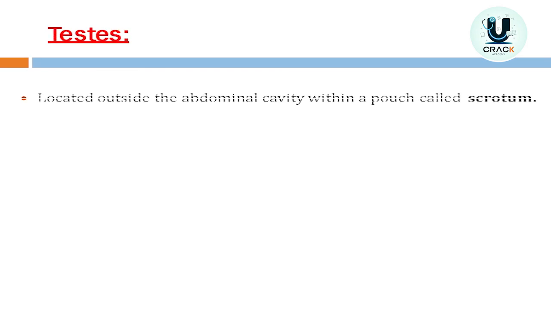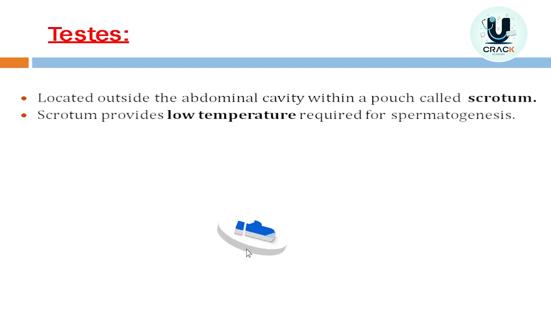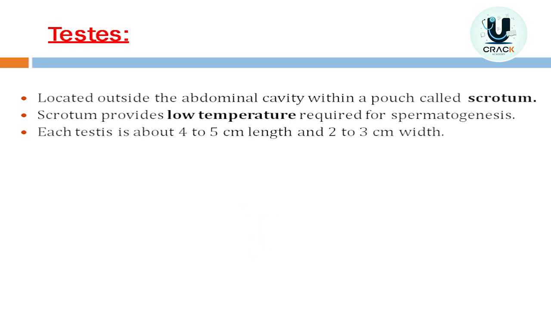Testis. The testis is located outside the abdominal cavity within a pouch called the scrotum. The scrotum provides the low temperature required for spermatogenesis. Each testis is about 4 to 5 centimeters in length and 2 to 3 centimeters in width.